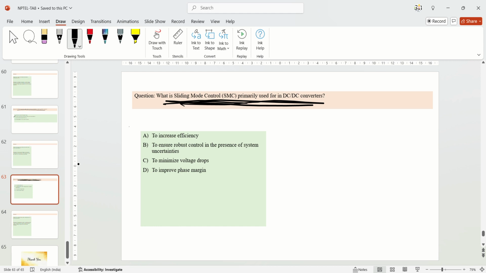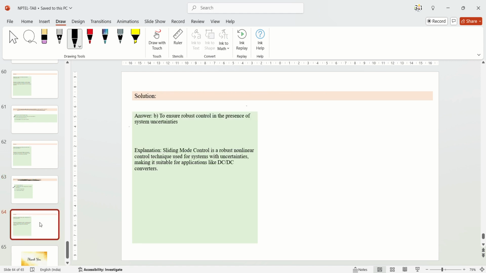Okay, I got the answer as B. Sliding mode control is primarily used for ensuring robust control in the presence of uncertainty. This is the end of today's session, and I'm also explaining that sliding mode control is a robust non-linear control technique which is used with uncertainty, making it suitable for this.